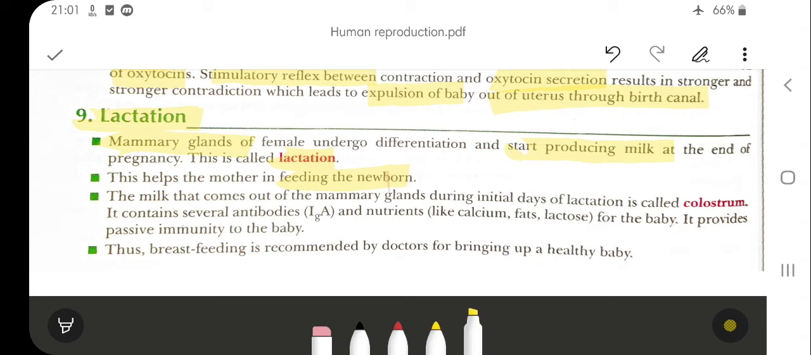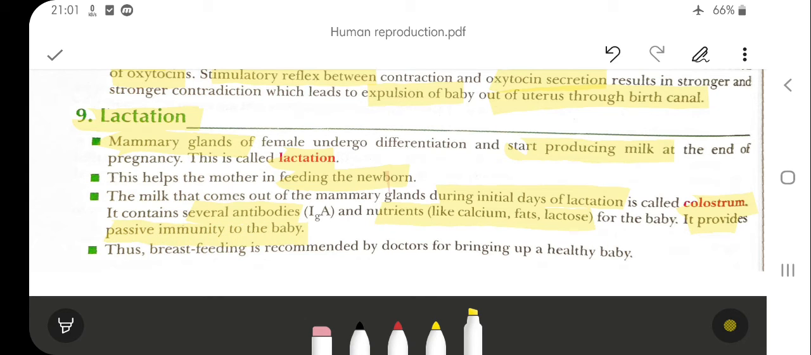The milk that comes out of the mammary gland during the initial days is called colostrum. This is yellowish in color and it contains several antibodies, that is IgA, and nutrients like calcium, fat and lactose. Lactose is the milk sugar, calcium is good for the bones, and fat is for stimulation as well as insulation, and it provides passive immunity to the body.